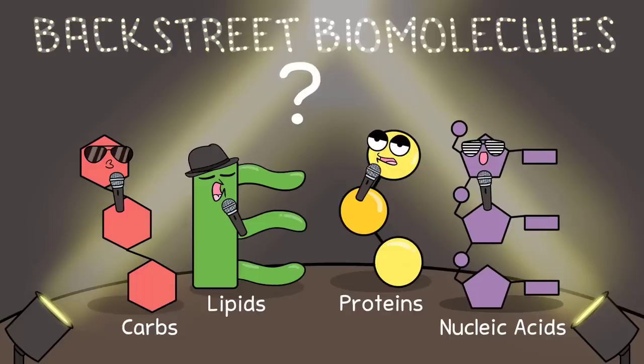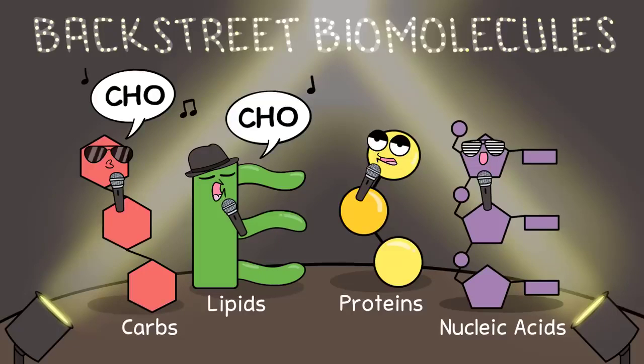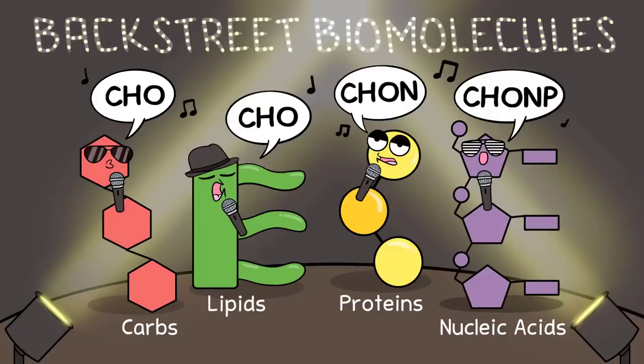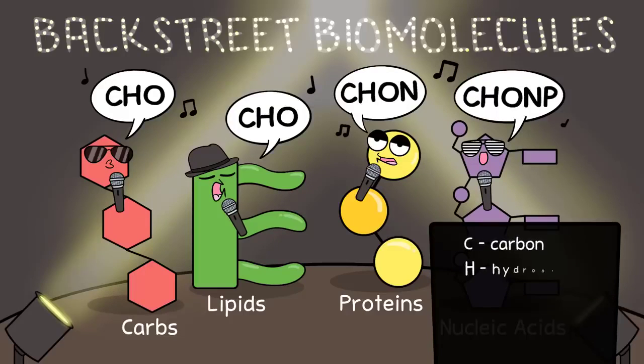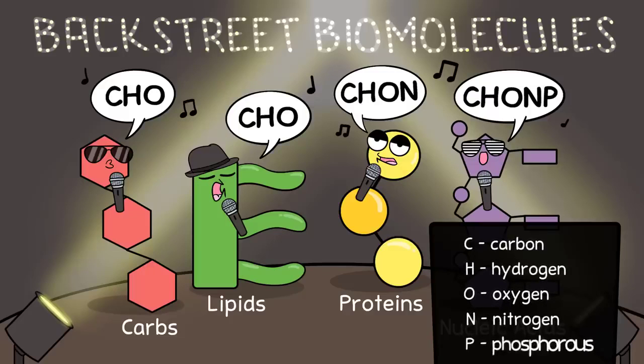There's a popular mnemonic known as CHO, CHO, CHON, CHOMP, although it's CHOMP with an N, to help me remember the C for carbon, H for hydrogen, O for oxygen, N for nitrogen, and P for phosphorus.